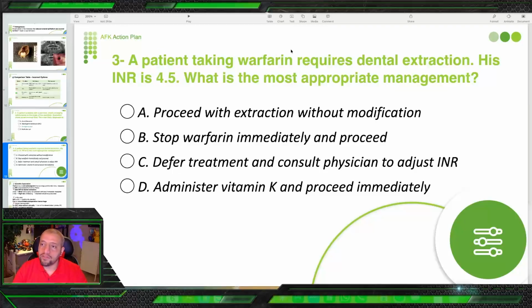A patient taking warfarin requires dental extraction. His INR is 4.5. What is the most appropriate management? Proceed with the extraction without modification, stop warfarin immediately and proceed, defer treatment and consult the physician to adjust INR, or administer vitamin K and proceed immediately.